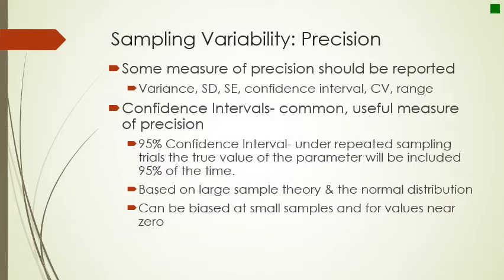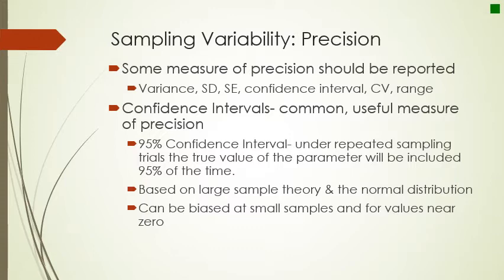Now, whenever you go out and sample something, it's not enough simply to report the mean value that you obtain from your sample. You also need to include some measure of precision. There's various ways of doing this that you're probably all familiar with from your intro stats course. You can report the variance, the standard deviation, standard error, confidence interval, coefficient of variation, or CV, or the range. You see all of these sometimes reported. Probably the most common way of reporting information is with confidence intervals.